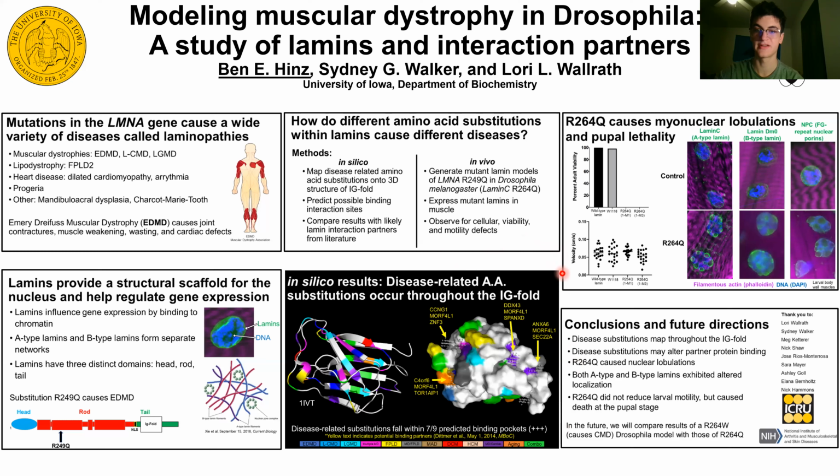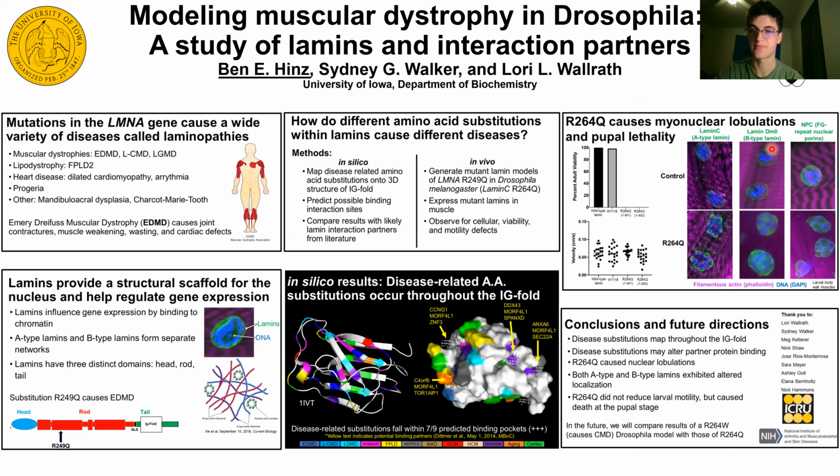From our in vivo studies, we saw that the R264Q Drosophila model causes myonuclear lobulations and complete pupal lethality. Looking at lamin C, which is an A-type lamin, we see that the nuclei are heavily lobulated and that the lamins pool into these lobulations, which is quite a stark contrast from the normally tight envelope formed by lamin C.